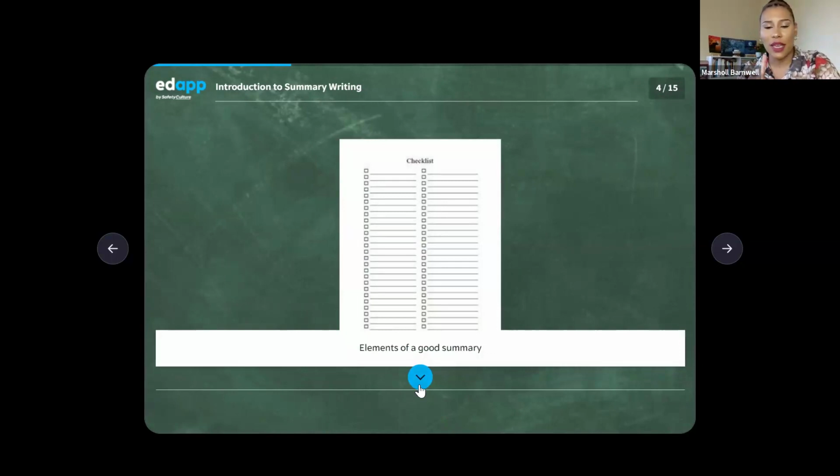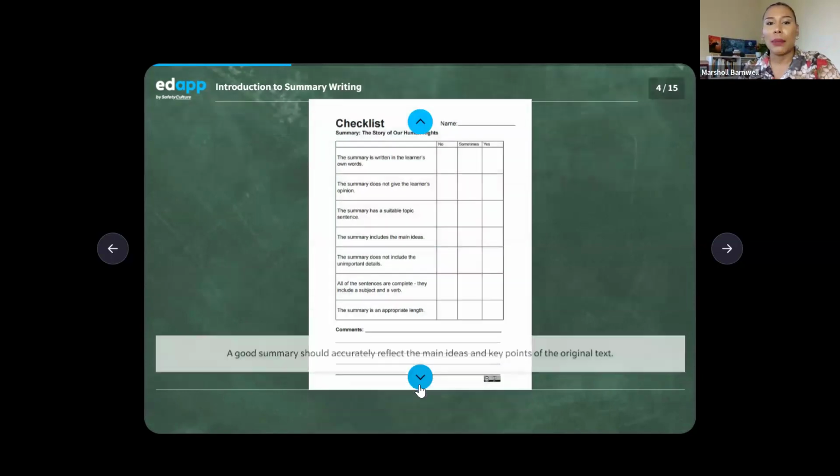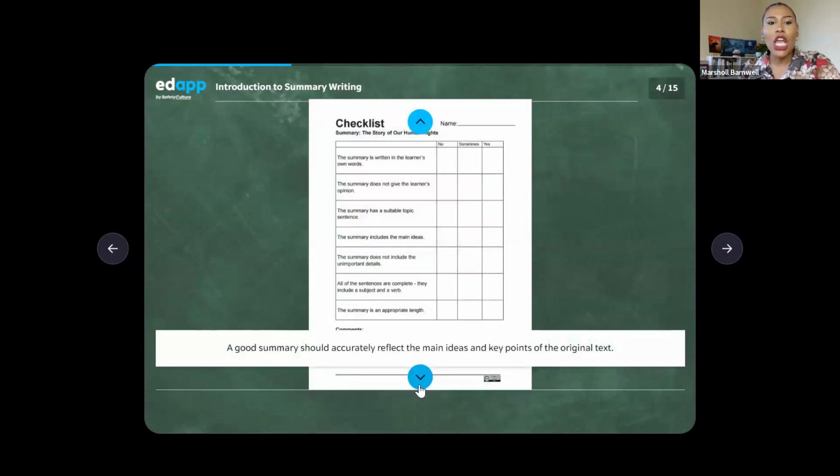And I always advise my students to have a writing checklist. In your pre-writing stage, start putting small little points of what is expected of you for each type of writing, and then proceed in your planning process. So a good summary should accurately reflect the main ideas and the key points of the original text. So here we have a checklist that you can use.